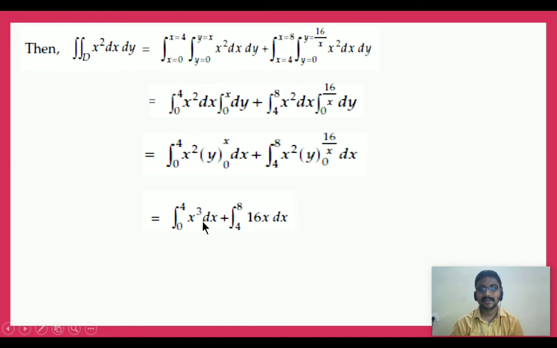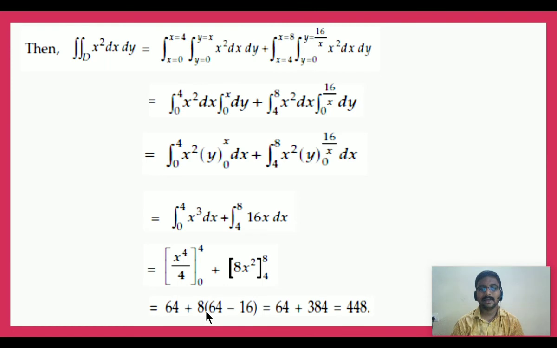The integration of x cube is x power 4 by 4. The integration of 16x is 16x square by 2. That is, the 2 ones and 2 eights get cancelled, that is 8x square. Substituting upper limit as 4 and lower limit as 0, we will have 64. And substituting upper limit as 8 and lower limit as 4, we will have 8 into 64 minus 16. On simplifying, we will get 64 plus 384 is 448. So it is the required double integral value.